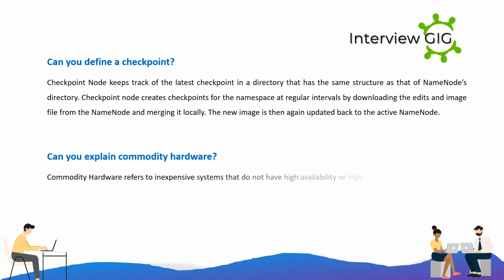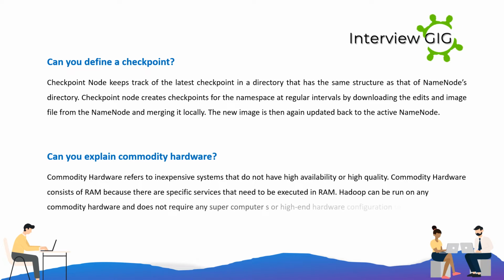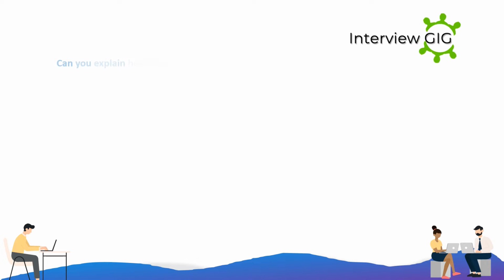Can you explain commodity hardware? Commodity hardware refers to inexpensive systems that do not have high availability or high quality. Commodity hardware consists of RAM because there are specific services that need to be executed in RAM. Hadoop can be run on any commodity hardware and does not require any supercomputer or high-end hardware configuration to execute jobs.